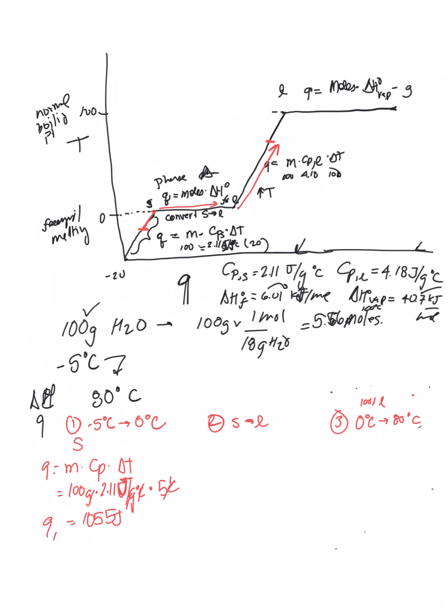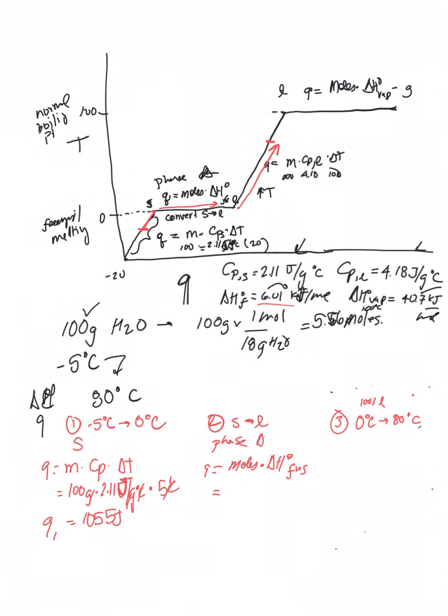Let's look at our second step. That goes from our solid to our liquid. So this is a phase change, all right? And when we're in a phase change, our Q is equal to moles times our delta H. And this is a solid to liquid, so this is our delta H of fusion. All right, so delta H of fusion is 6.01 kilojoules per mole.